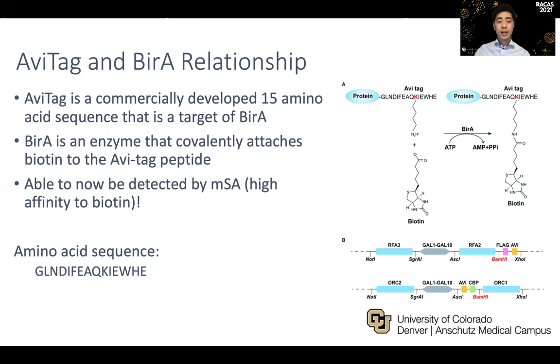So we see that AviTag is engineered inside this, whether it's the bacterial or the mammalian version, and then BirA produces biotin around that region, biotinylating that particular site, allowing MSA to detect it, and then Tn5 to basically mark it.